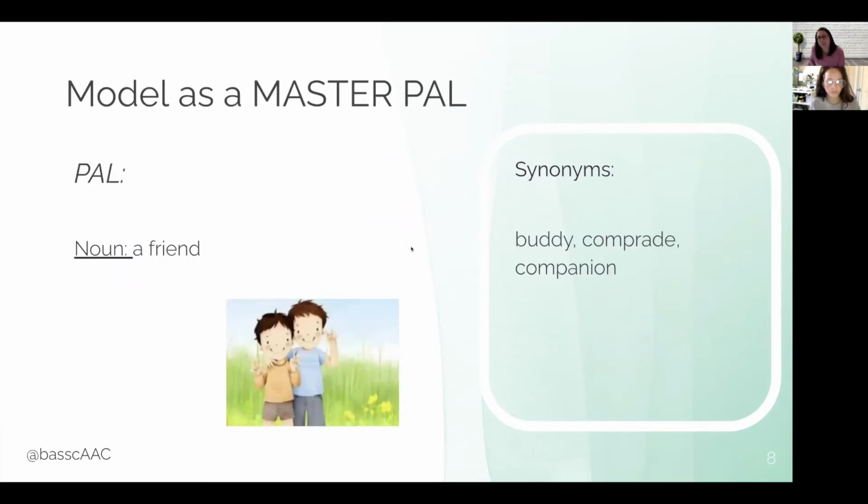But we also need to be a pal for them. And that's a friend, a buddy, comrade, or companion. So if our AAC users are really going to be motivated and want to engage with us, we need to be that friend for them, somebody who's motivating and engaging naturally with them so that they do want to communicate with us.